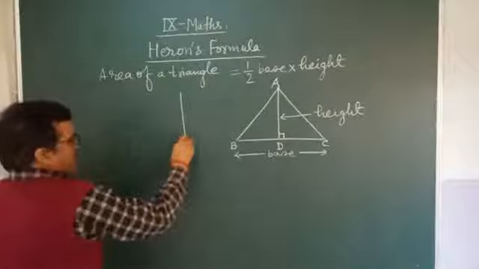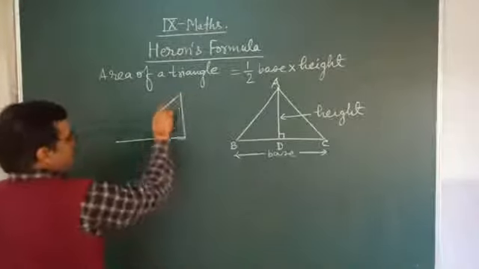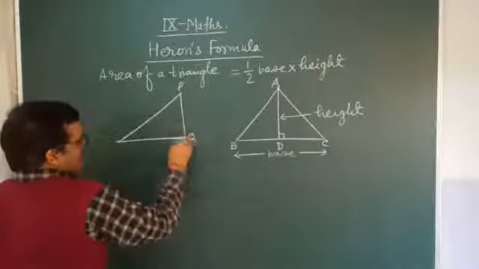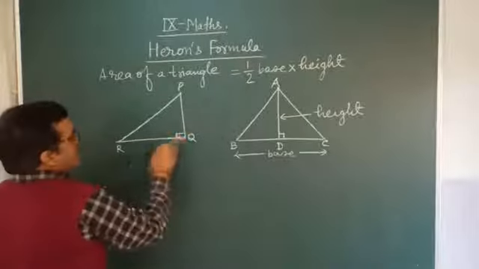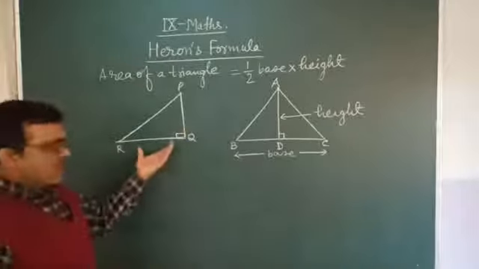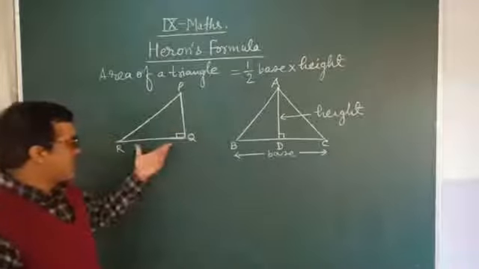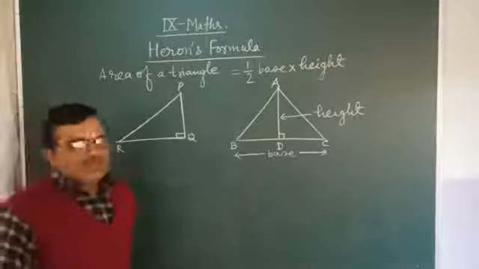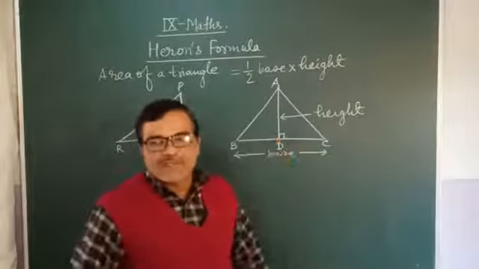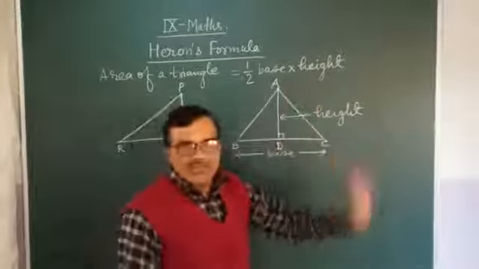Similarly, you can also find the area of a right triangle PQR. Its base is RQ and perpendicular height is PQ. The area of a right triangle you can also find by using this formula of half base into height. This is base and this side is height. In the earlier figure, base is BC and AD is perpendicular height. If these two are given, then you can find the area of the triangle.